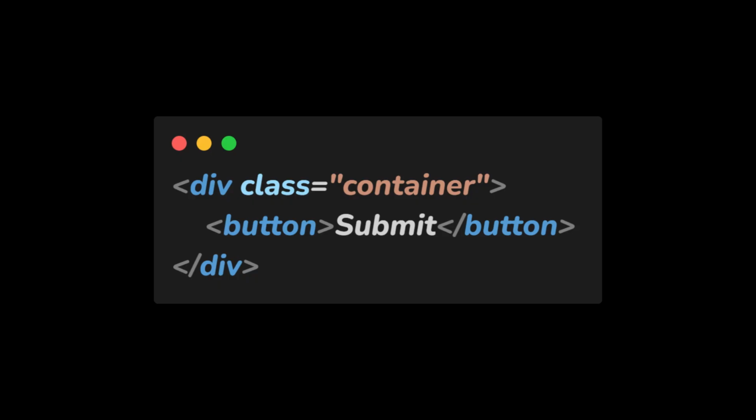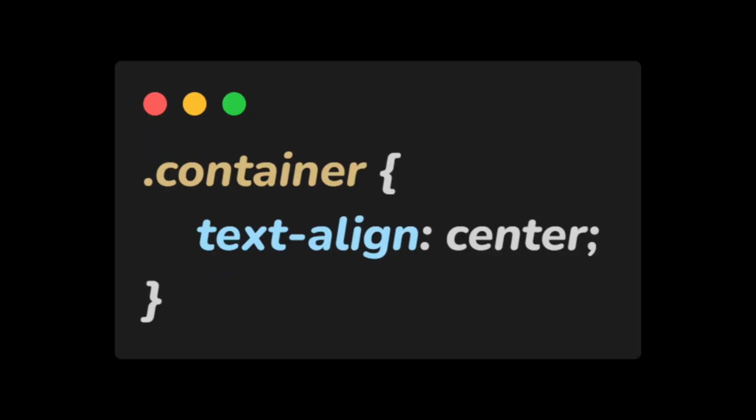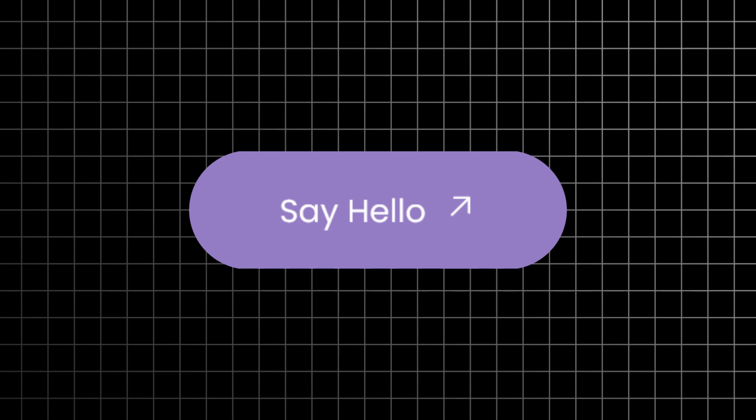To resolve this issue, you should include the button element inside a block-level element. Then, apply text-align center to the parent element, which in our case is a div with the class container. Following this, the button will be centered within the layout.